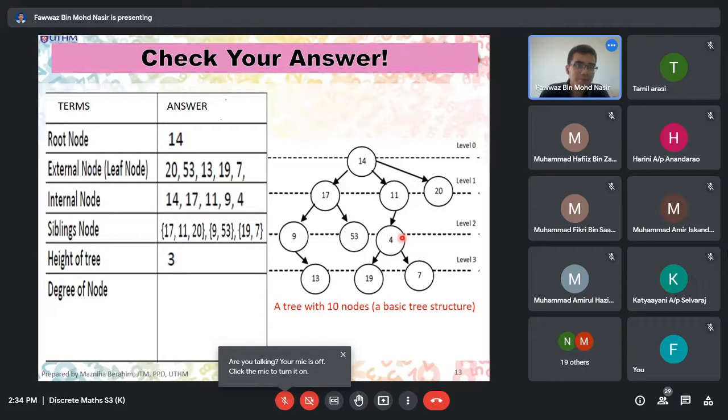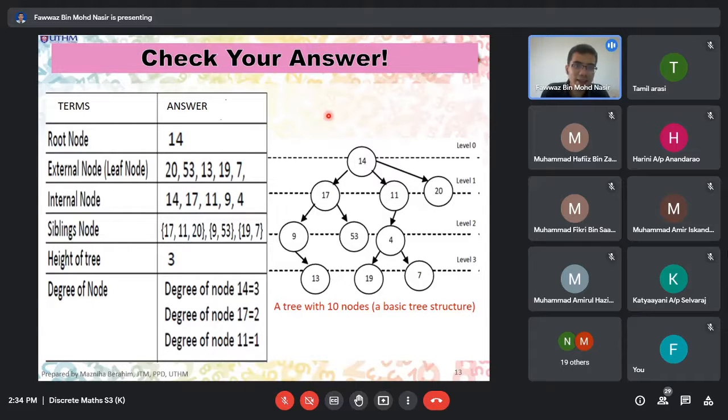Okay, then the degree of the node, okay, for instance kalau dia suruh cari the degree of node 14, so it is 3. So we just count the number of children yang node 14 ni ada. Okay, the degree of node 17 is 2. Okay, the degree of node 11 is 1. Okay, and so on. So just count how many children yang each node ni ada.